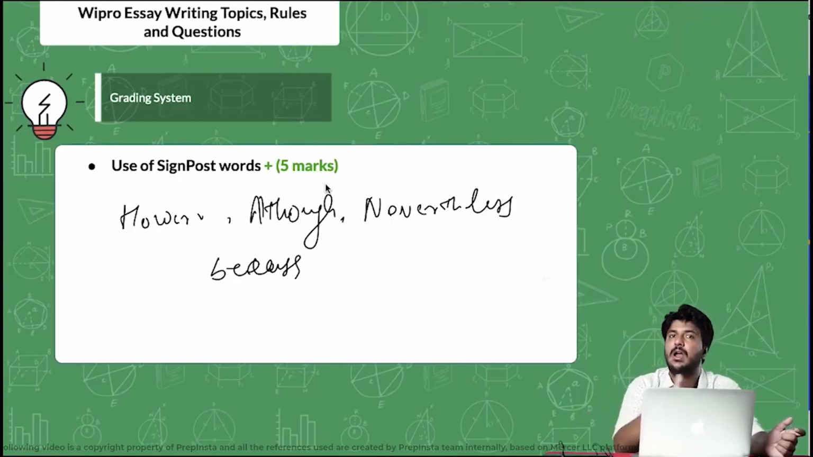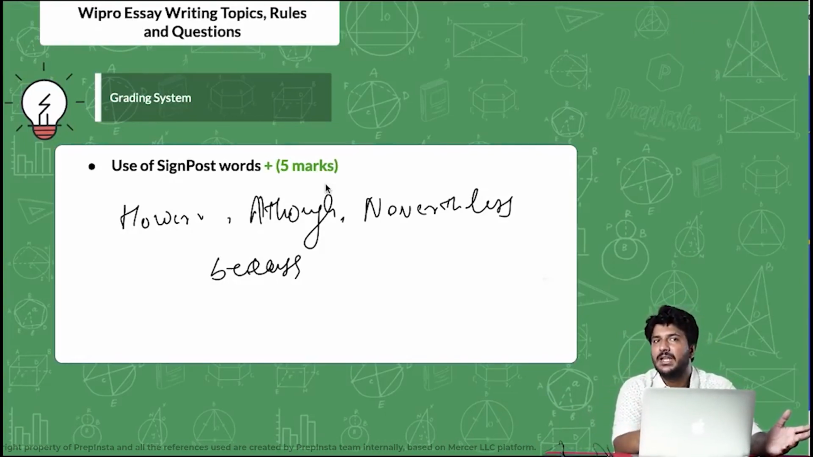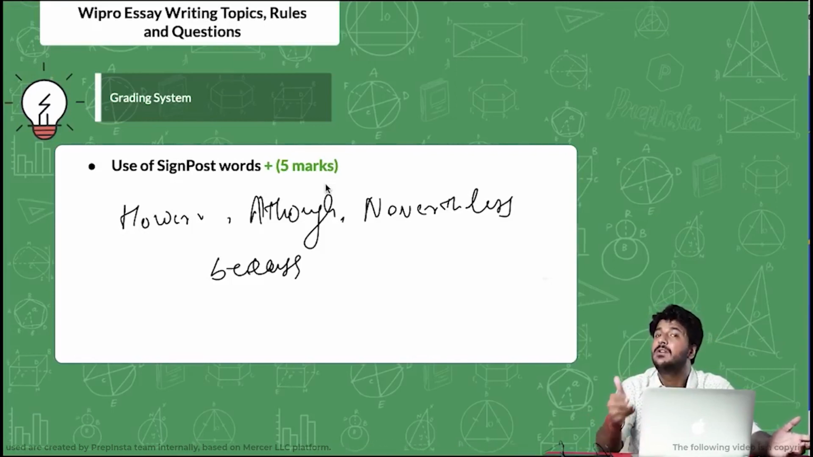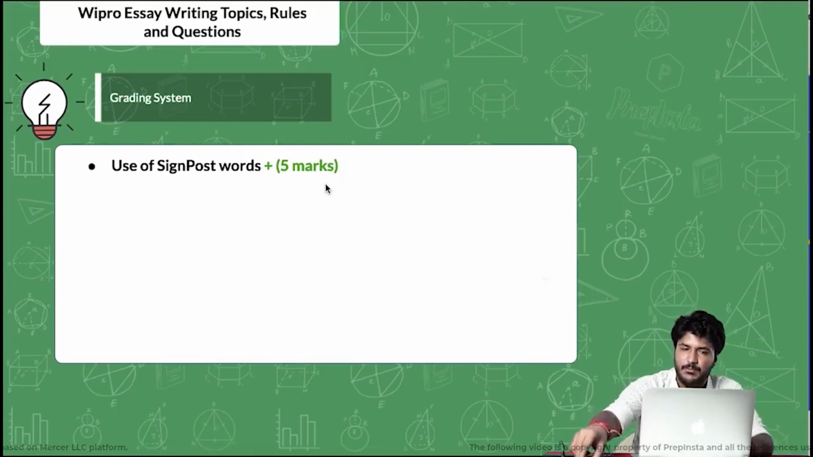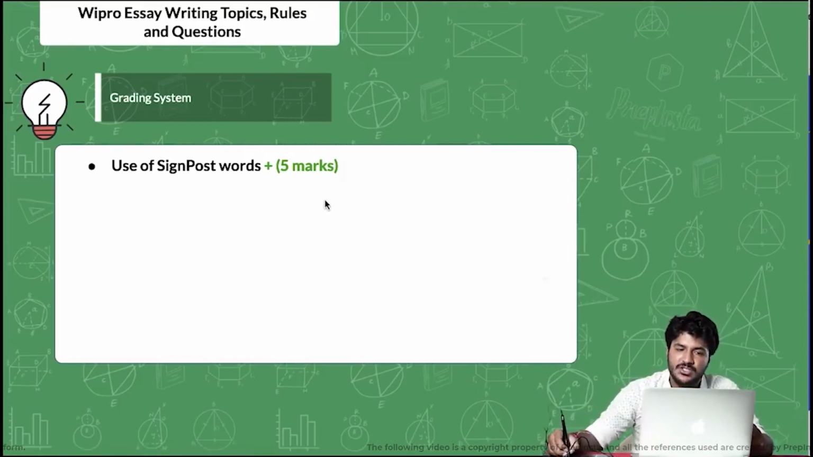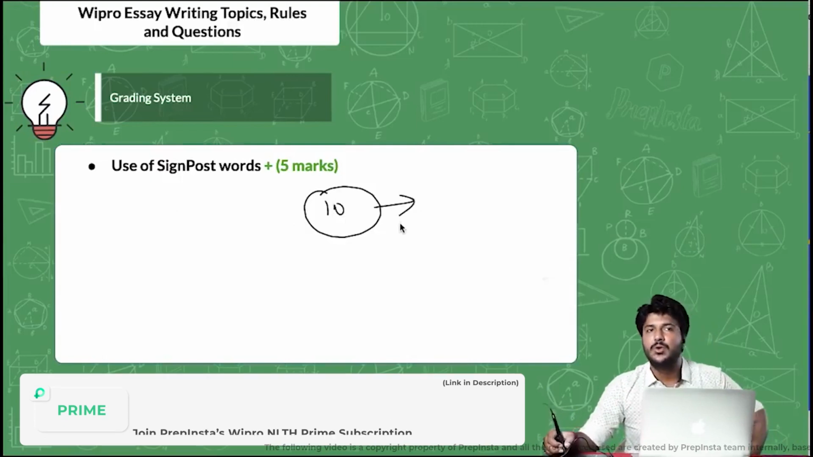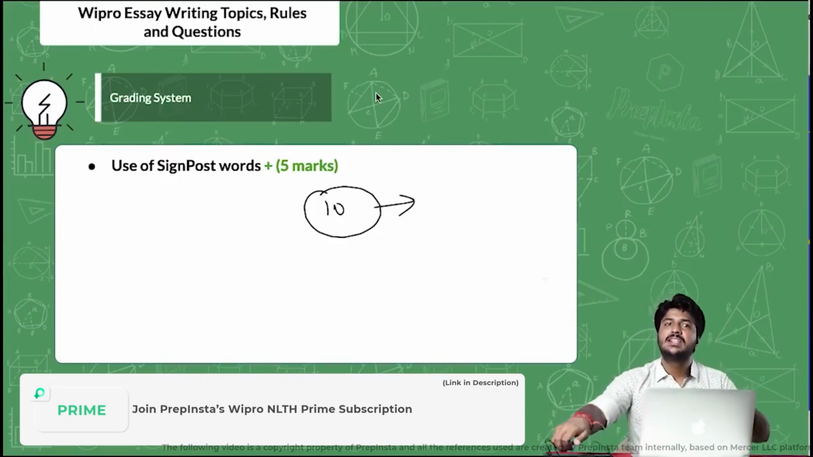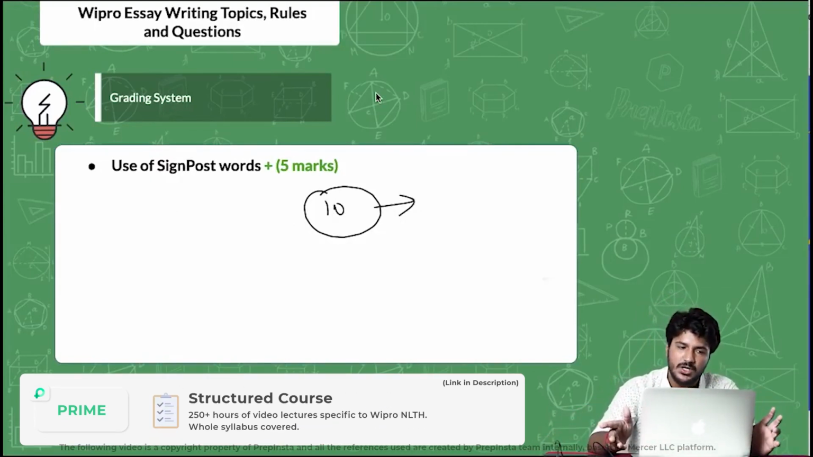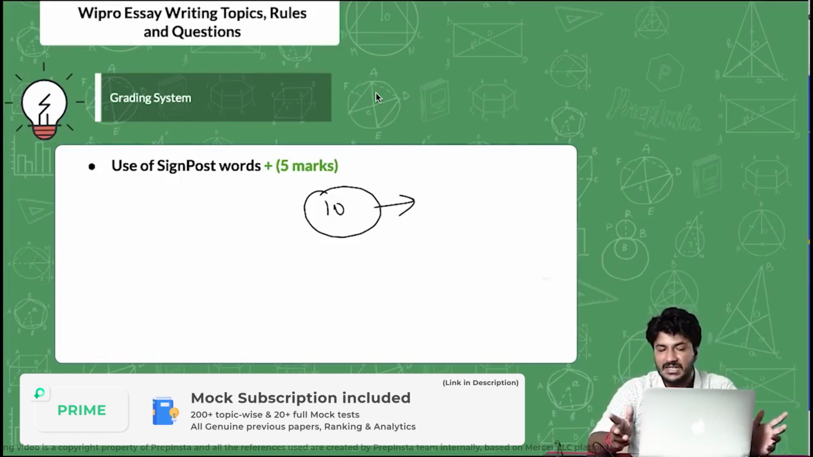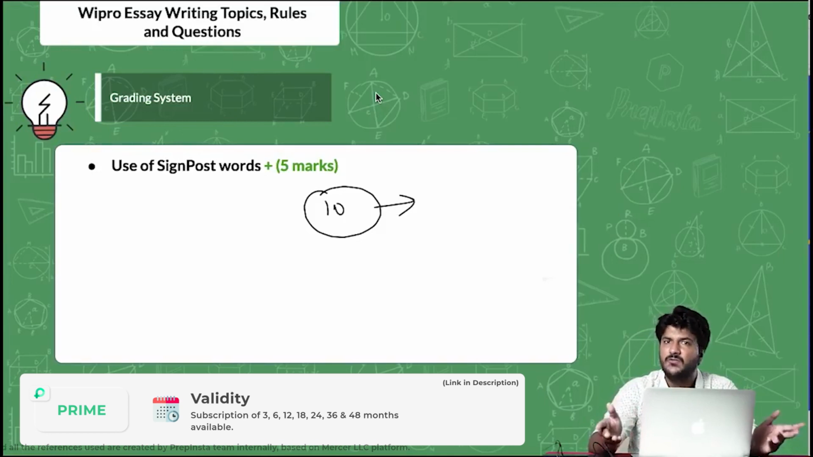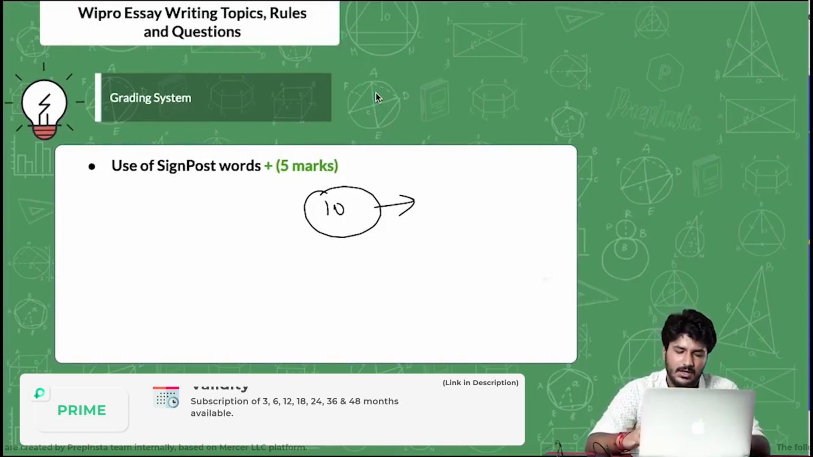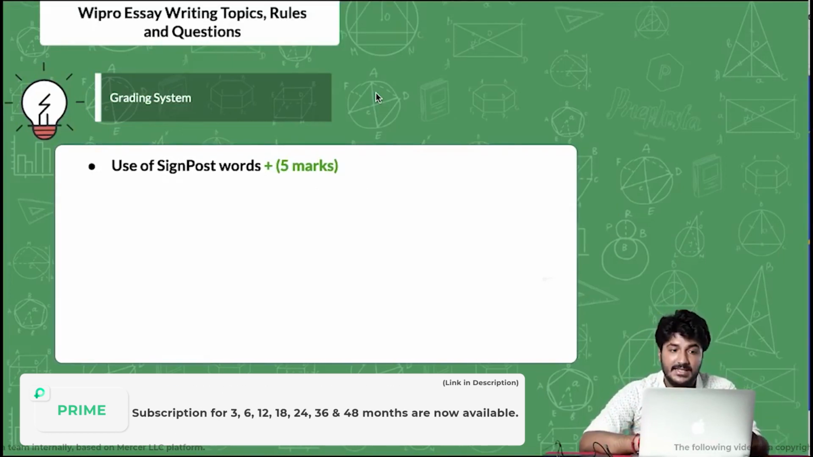For example, however, I would say demonetization was a good scheme that was brought by the government. However, it ended up being bad. So, you know, using signpost words is very important. I would say that at least use 10 signpost words. What you can do is Google the list of signpost words. The AI system is clearly giving 5 marks for signposts, and make sure that you use all of those words. It would also increase the diction level of the essay that you are writing.